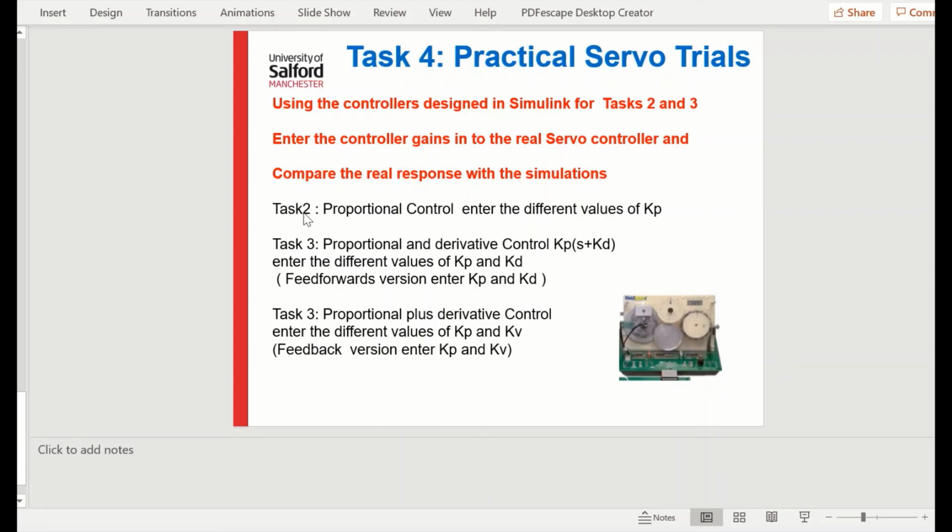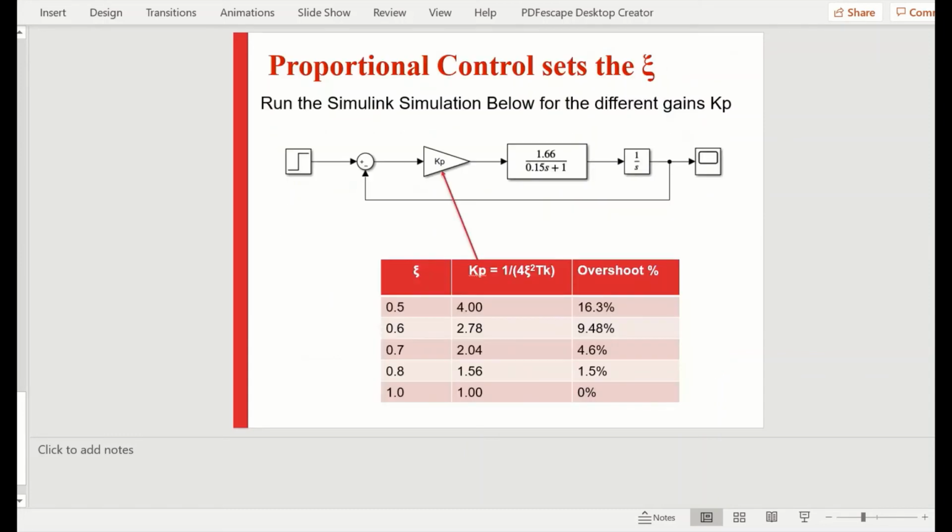We're going to look at task 2, the proportional controllers, and then task 3, the derivative controllers, where it's the PD controller, and then the PD controller where we're using the tachometer to get our derivative signal. This is going to give us quite a few results. The first set of results we get by putting the system under proportional control and trying these different gains.